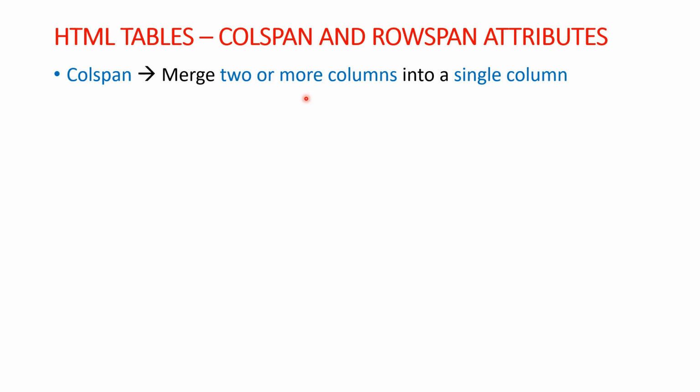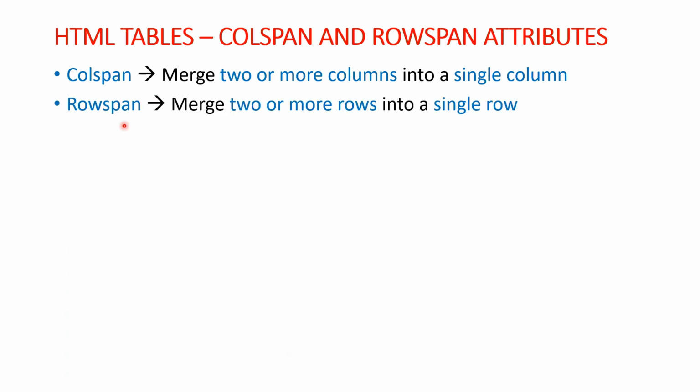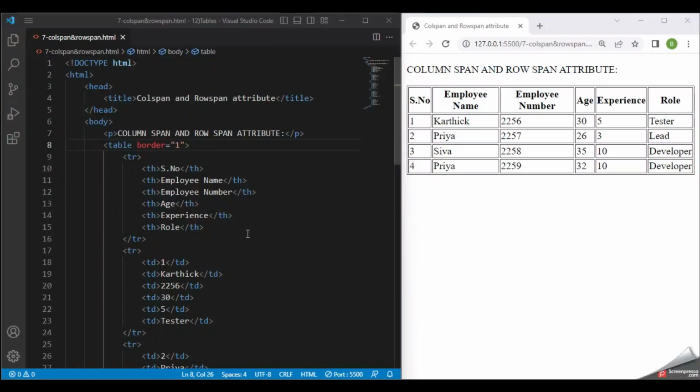Colspan is used to merge two or more columns into a single column, and the rowspan attribute is used to merge two or more rows into a single row. Let's see this in action. For the demo, I'm using the same HTML table which we have created before.